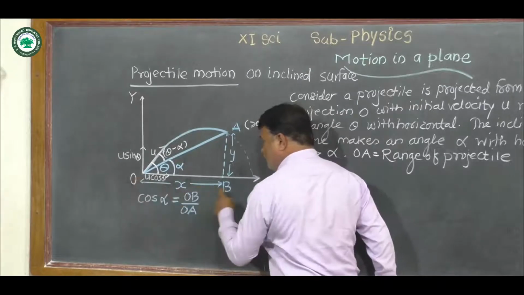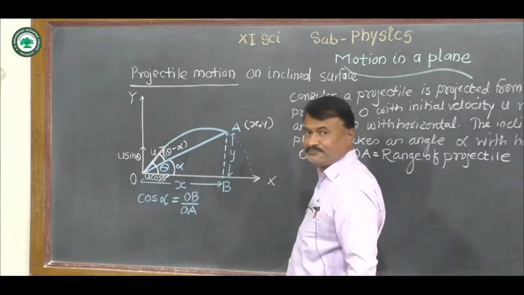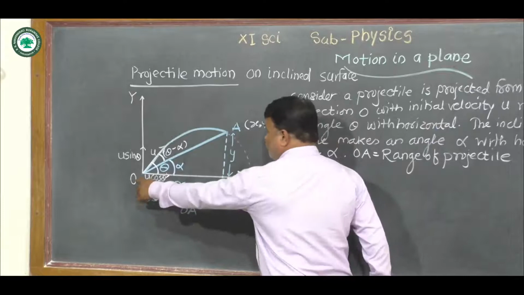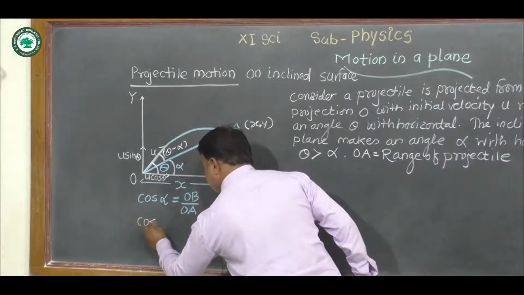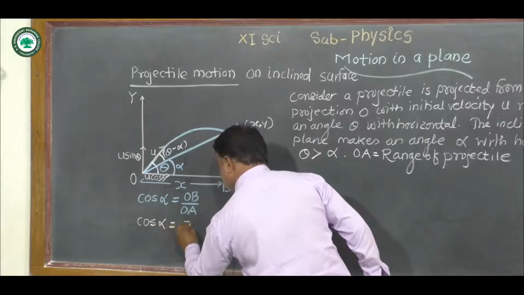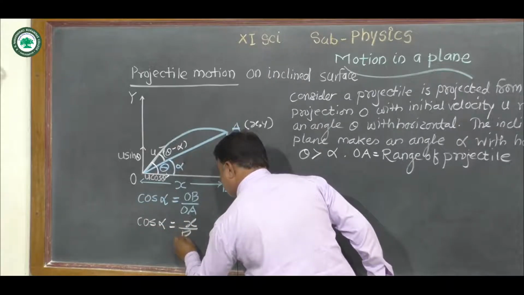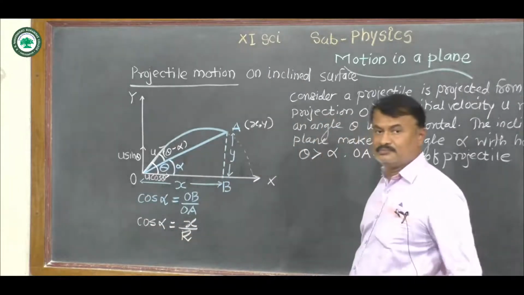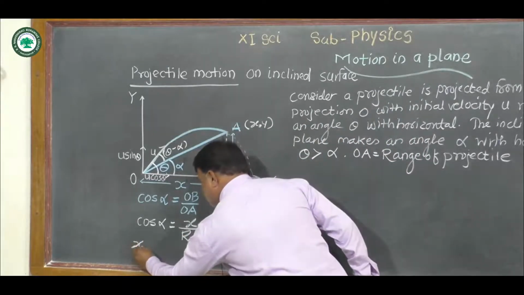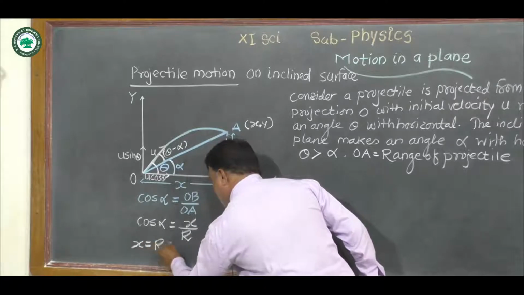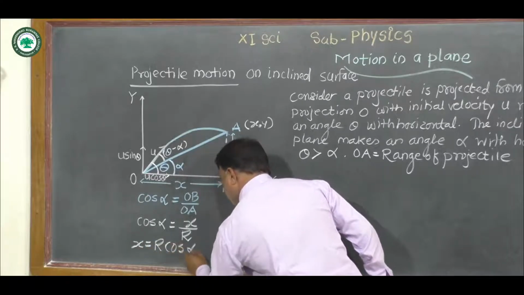This distance OB is equal to x and OA is equal to capital R. So we write cos alpha is equal to small x upon capital R. Rearranging this equation, we get small x is equal to R cos alpha, equation 1.